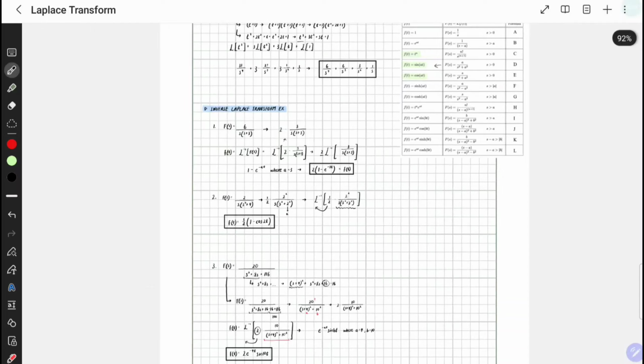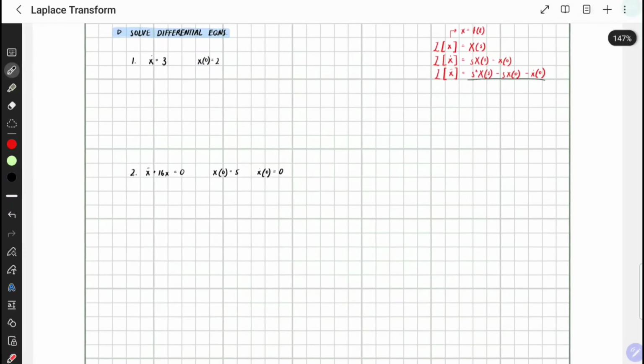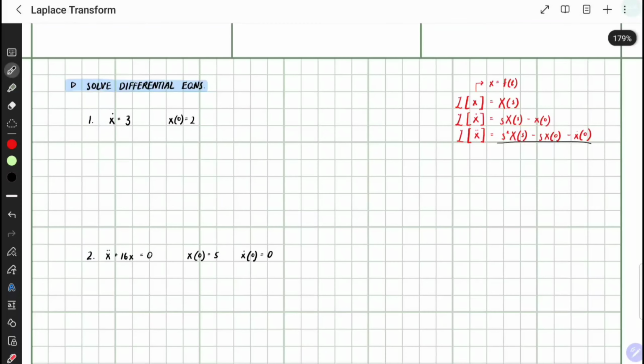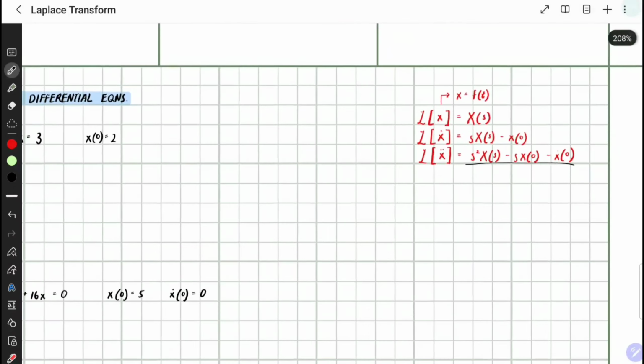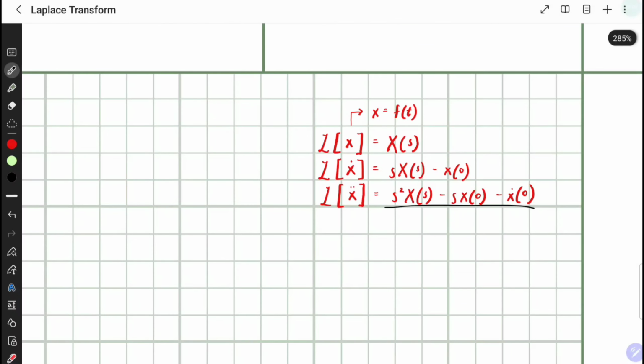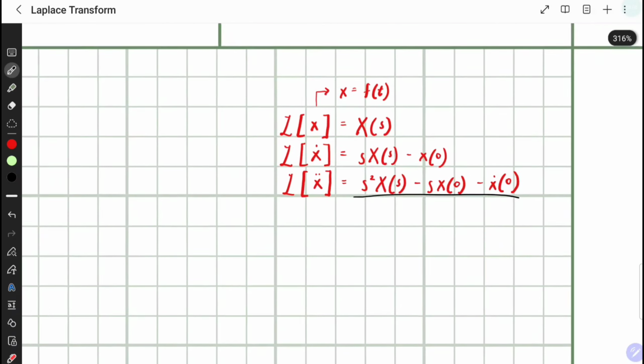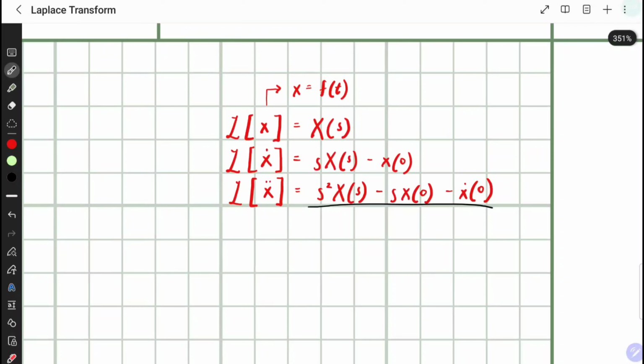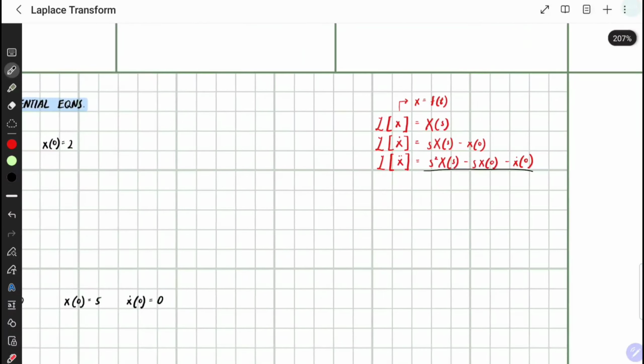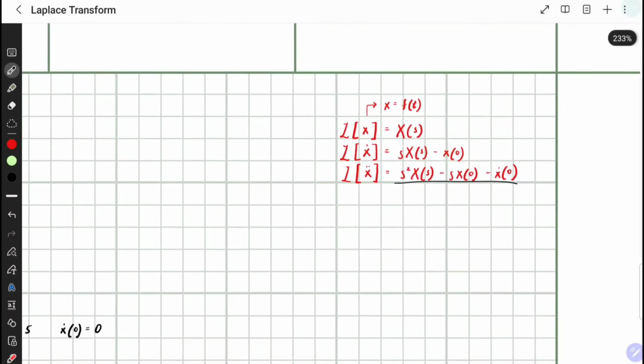So now we can look into solving differential equations. This is pretty much the application of these Laplace transforms. Just to look at the notation of this, let's say x is equal to our function in time domain. The transform of x is X of s, and the next higher order derivative is s times X of s minus x of 0, the initial condition. And the second order derivative, Laplace transform of that, is s squared X of s minus s x of 0 minus x dot of 0.